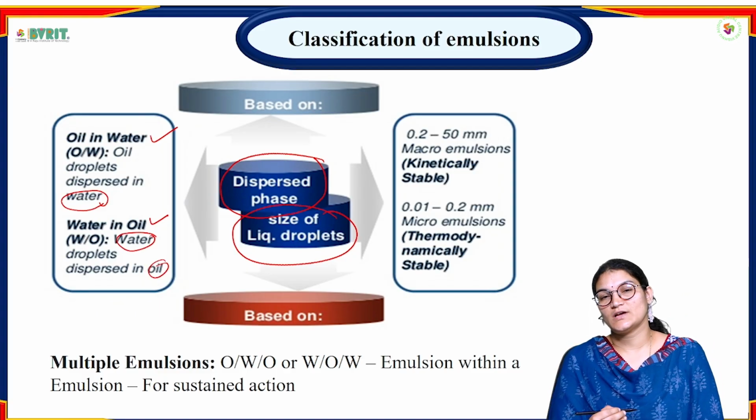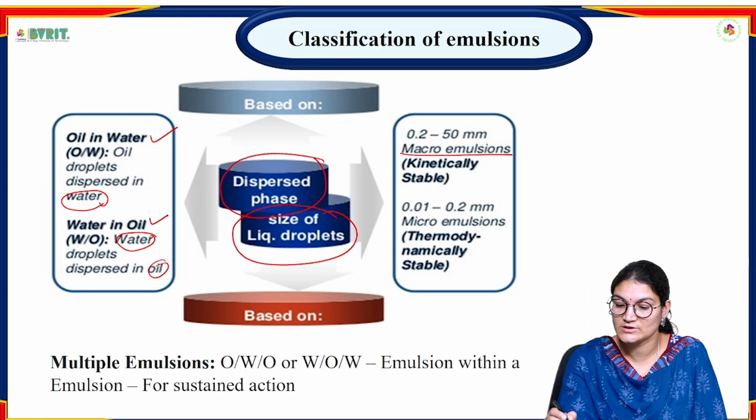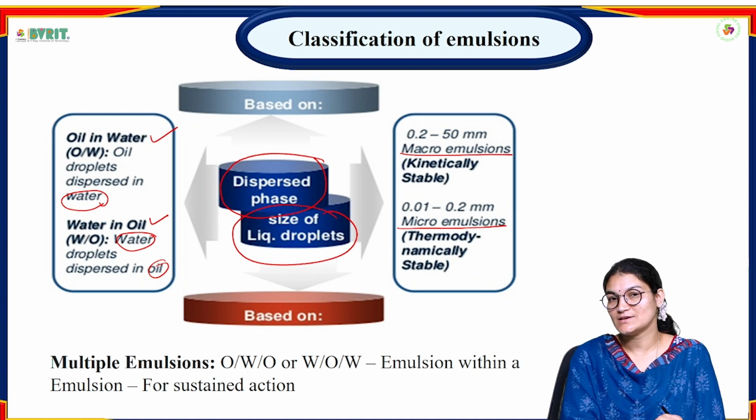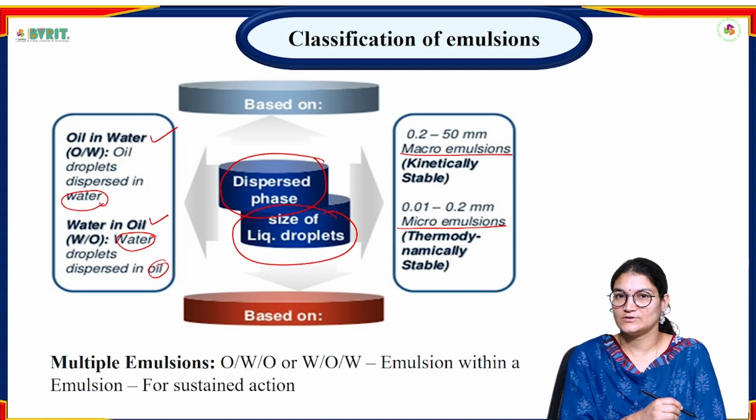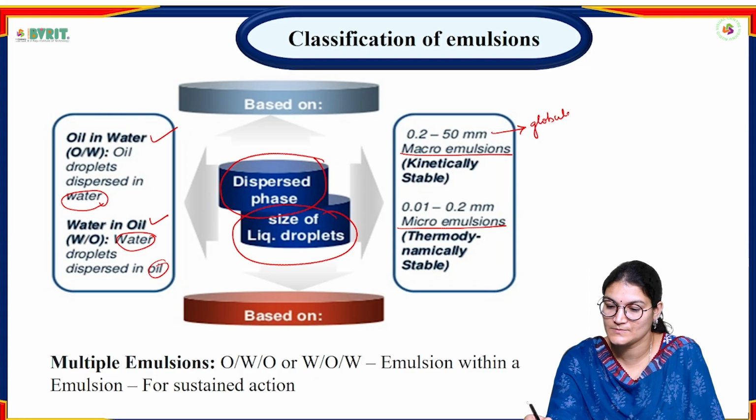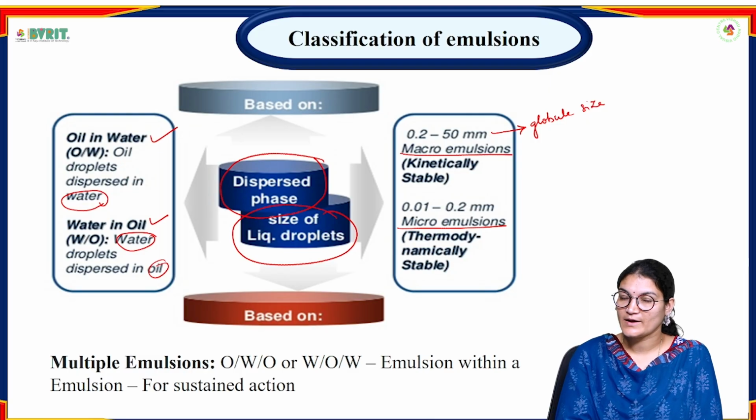Coming to size of the liquid droplets, we have two major types of emulsions, macro emulsions and micro emulsions. Obviously, the name itself suggests the size of globules is a little higher compared to micro emulsions. In macro emulsions, the globule size is 0.2 to 50 micrometer, and in case of micro emulsions, the globule size is 0.01 to 0.2 micrometer.